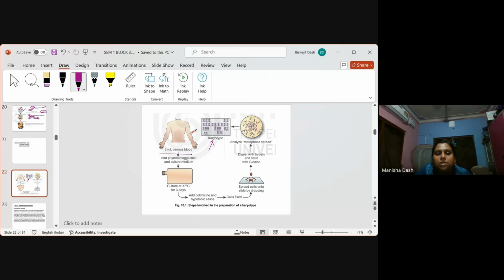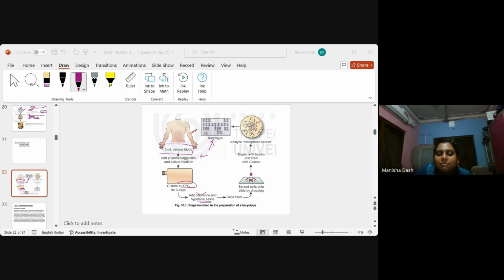So 5 ml of venous blood is extracted, and compounds such as phytohemagglutinin and culture medium are added, and the blood is cultured at around room temperature for 3 days. Then colchicine and hypotonic saline are added. Colchicine is added to inhibit the cell division during the metaphase. Then the cells are fixed.